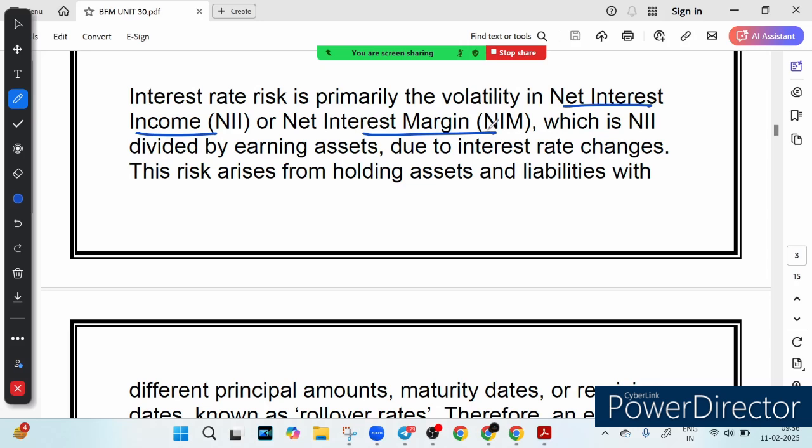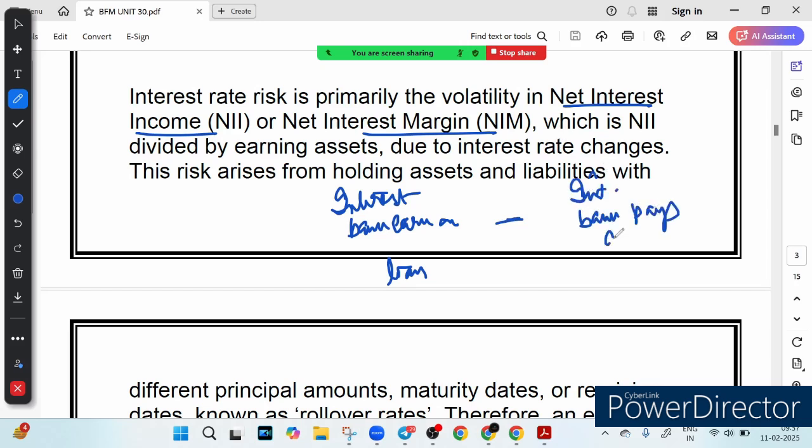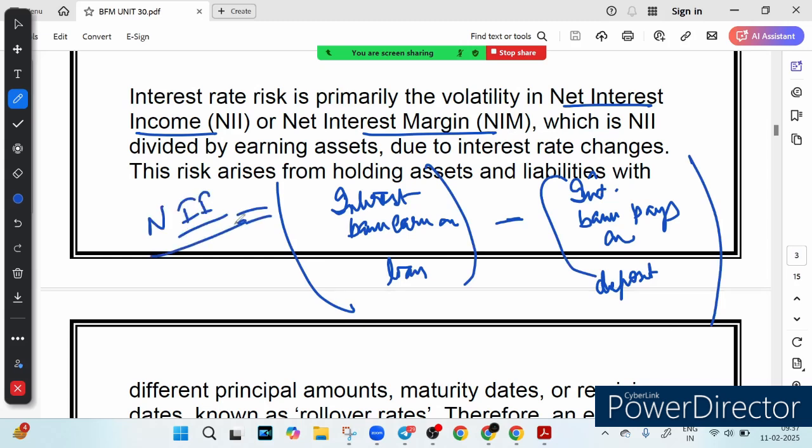Think of NII. What is NII? This NII is the difference between the interest a bank earns on loan, let me write it down, interest bank earns on loan, when bank gives a loan it earns interest, minus what it pays on deposit. That means interest bank pays on deposit. Obviously when you deposit money in the form of FD, the bank pays you interest. So the interest bank earns on loan minus interest bank pays on deposit, this difference will give you NII, which is net interest income. Is it clear?